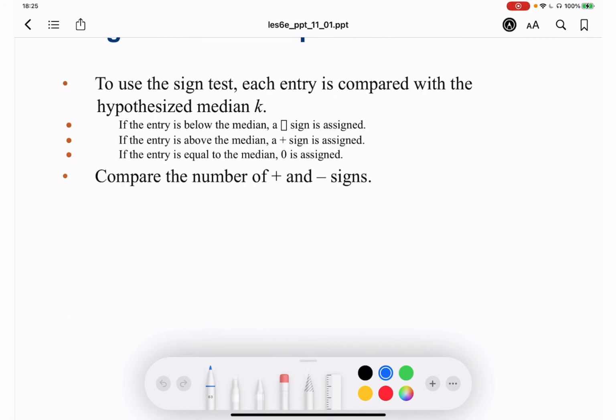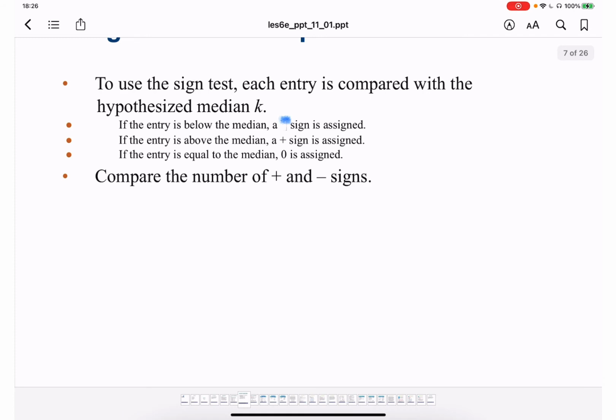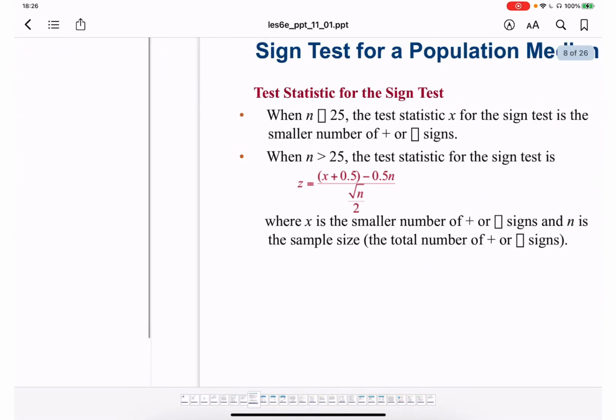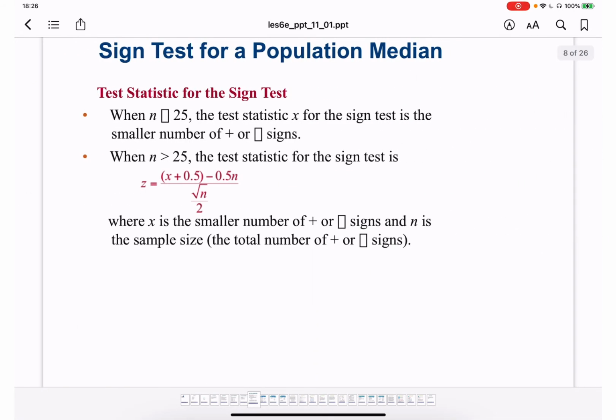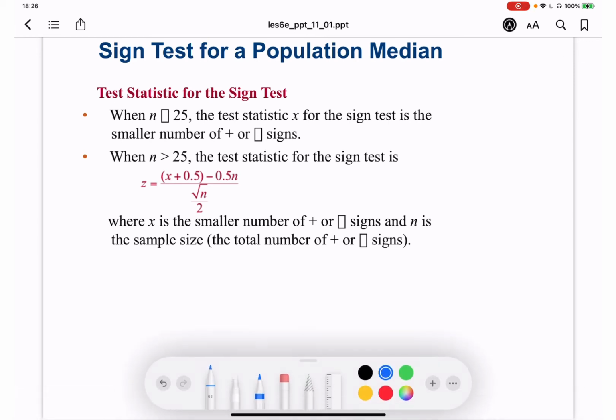So here I'm repeating the thought I already mentioned. If the entry is below, we assign negative, right? If the entry is above, we assign positive. If it's equal, then we assign 0. And then we compare positive and negative.